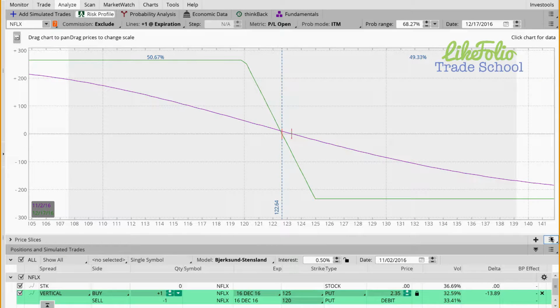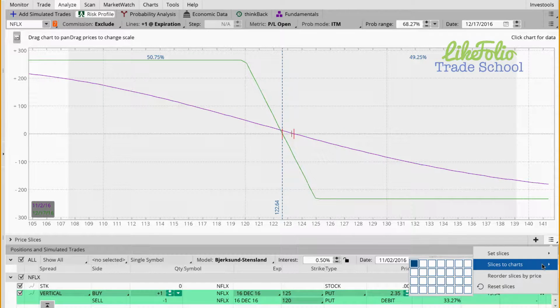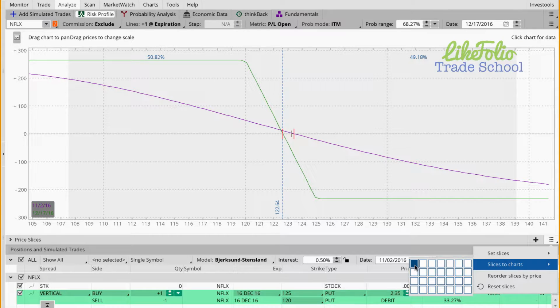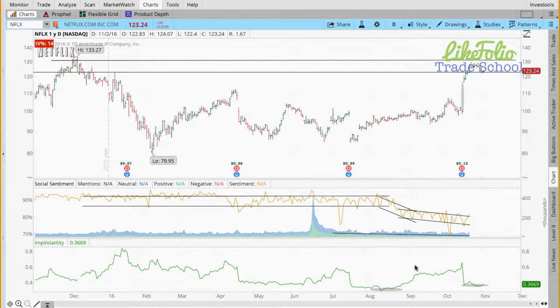What we can do now is right click, slices the chart. Left click on the Show Actions menu, slices the chart, hit that square, and it's going to show us our break-even line right here. So essentially, our break-even is pretty much right at the current price of Netflix. So we're basically saying we anticipate Netflix going down from here. We're pretty confident. We're taking an aggressive approach.